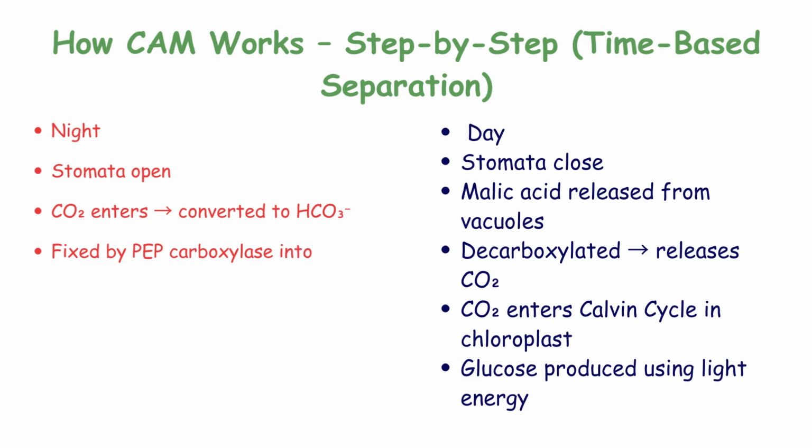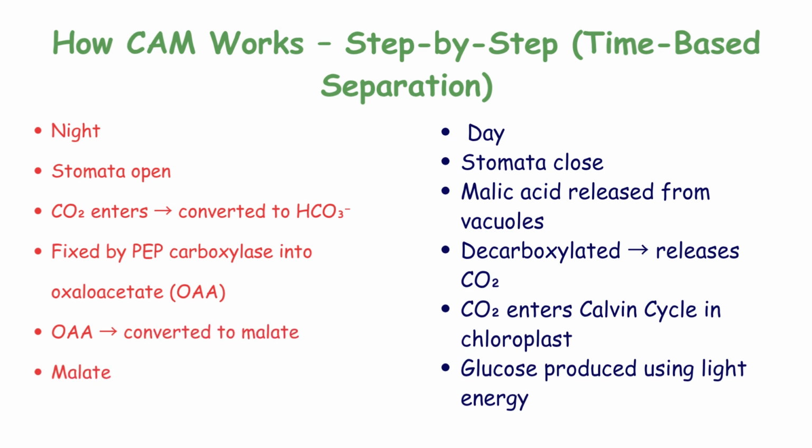At night time, CO₂ enters. In CAM plants, stomata open at night. CO₂ is converted to bicarbonate, HCO3⁻, and then fixed by PEP carboxylase into oxaloacetate. OAA is converted to malate, stored in the vacuole as malic acid until sunrise.